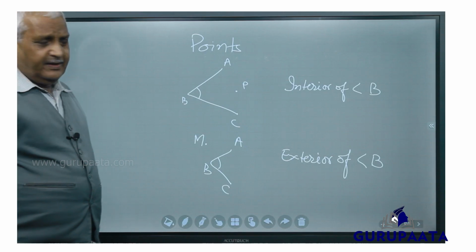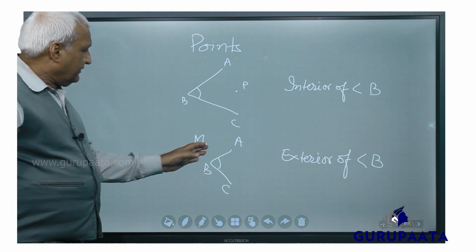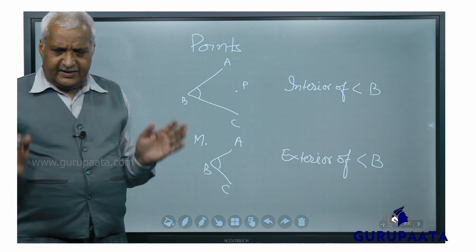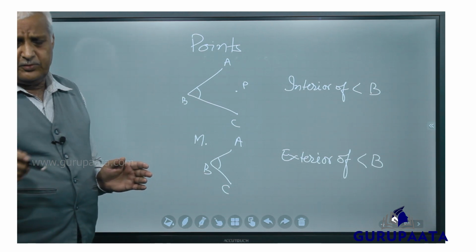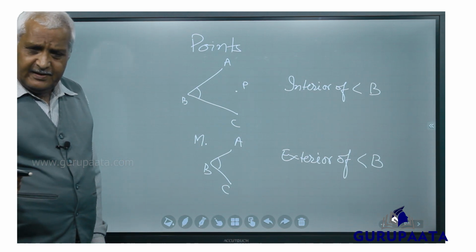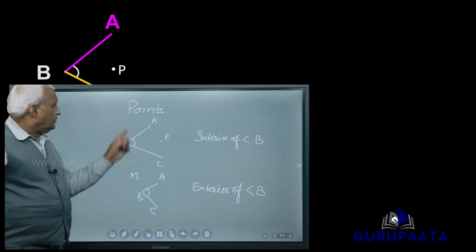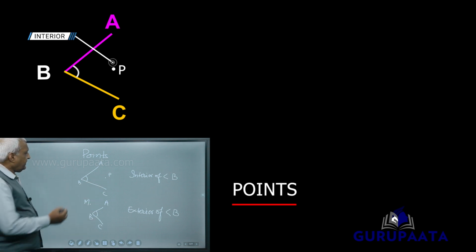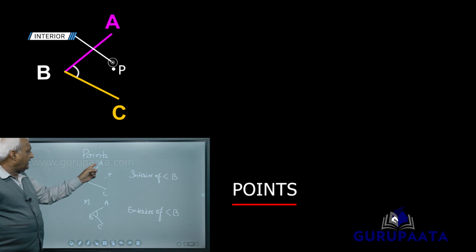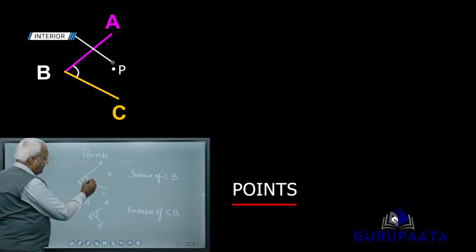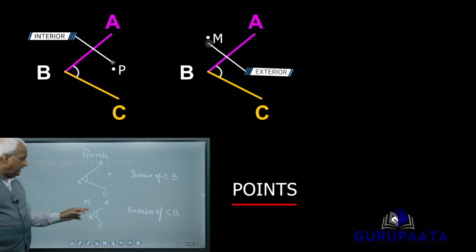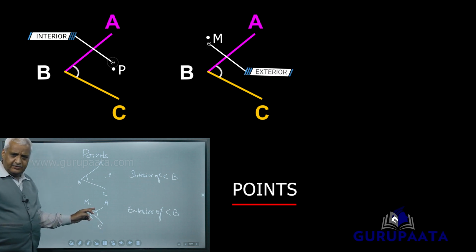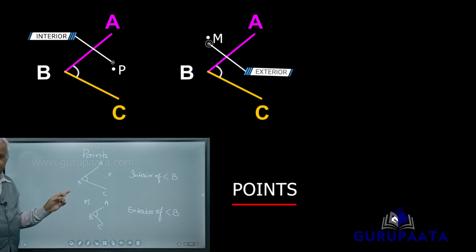Now, a point, whether interior of the angle or exterior of the angle. We have shown you interior angle and exterior angle, but interior angle only we are concerned with in this class. Exterior angle, unless it is expressed or told, we will not consider. So, once we say only angles, then we will take it as interior angle only. So, this point P is in the interior of angle ABC. Point can be here also. But you see this case. Point M is in the exterior of angle ABC.